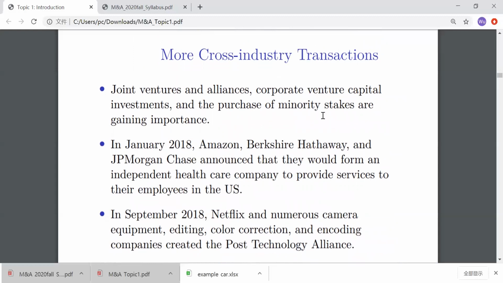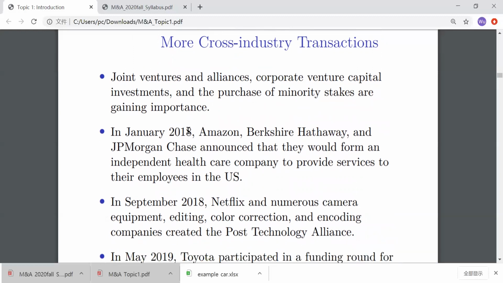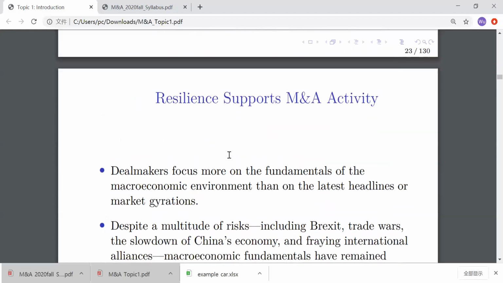For example, joint ventures and alliances, corporate venture investment. This we already said. So here are some examples, so you can take a look. I'm not gonna say this.